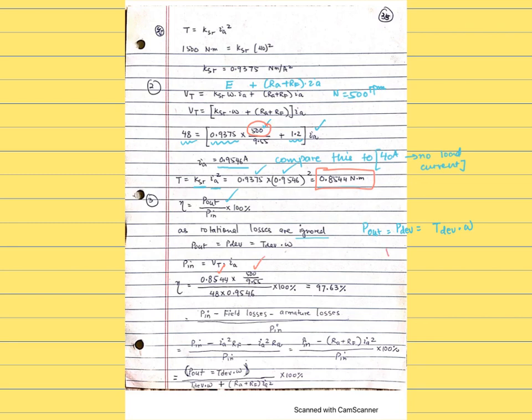The input power in this case is the supply voltage multiplied by, since this is a series motor, IT, which is the same current as Ia. So this is going to be the same as Vt times Ia. Vt is 48 and Ia calculated is 0.9546. Right, so that's how you calculate efficiency, and there is a different method to calculate the efficiency which is also explained. If you would like to use that, you can use that as well.